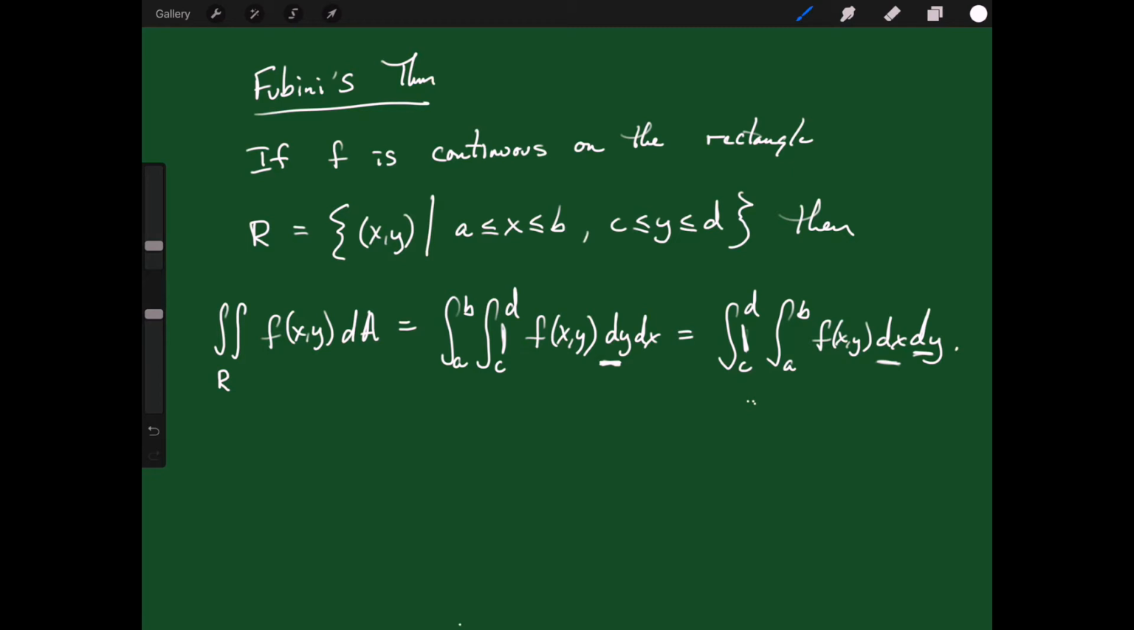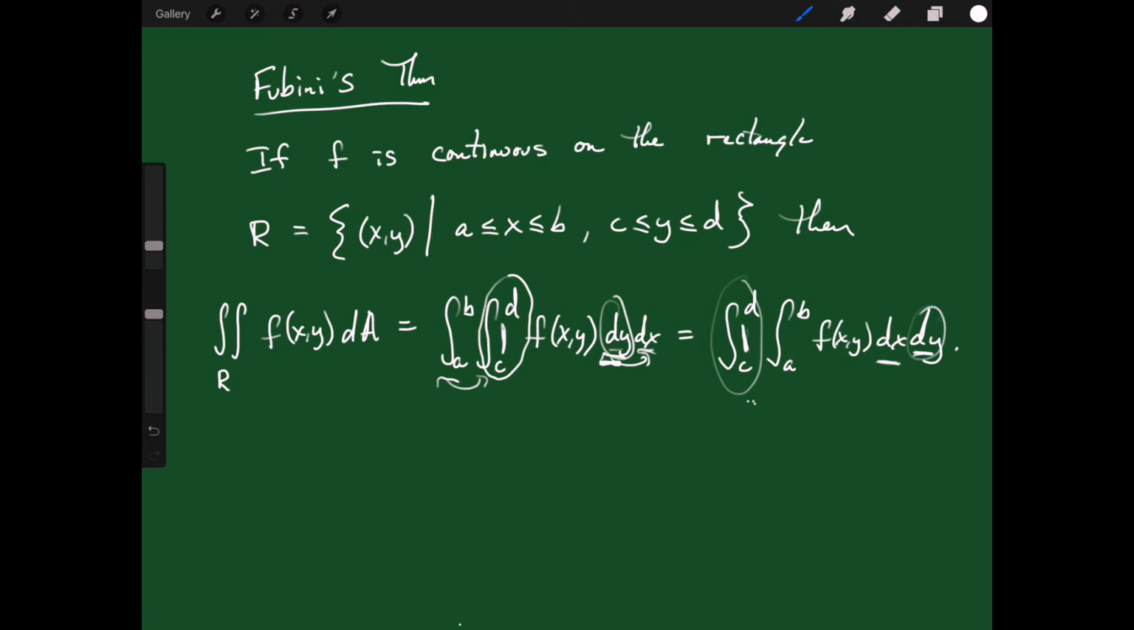If you accidentally switch these two without switching these, then it's just wrong. So you have to make sure that if you're integrating in the y direction from c to d, that matches up with the dy. That's the one place where you can really mess it up: you write the dy dx in the wrong order, and then it's nonsense. As long as you're careful about that, everything's fine.